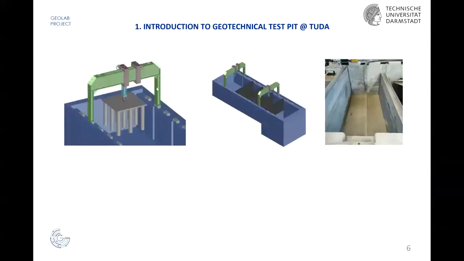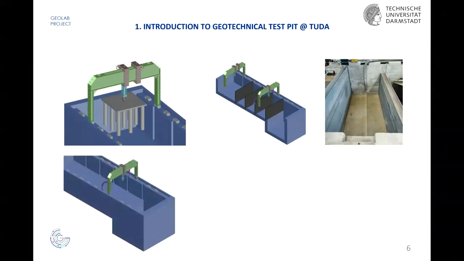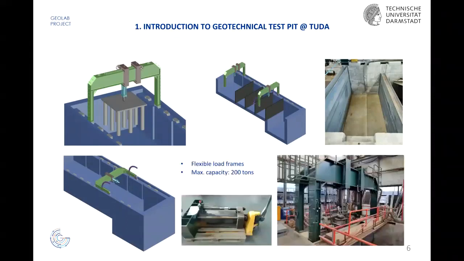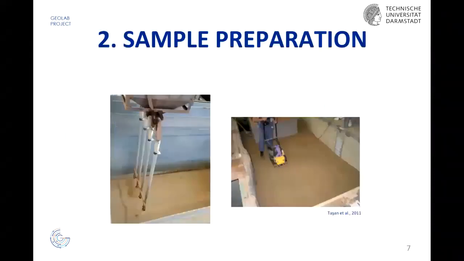Yeah, we have loading rigs, which we can apply everywhere where you see these points along the pit. We have walls which we can use to separate the pit and make smaller sections. Our loading frames can also be inclined, like you see here, so we can have horizontal, vertical, or inclined loading. We have different actuators. Maximum capacity is 200 tons. So it's quite large, like you see.